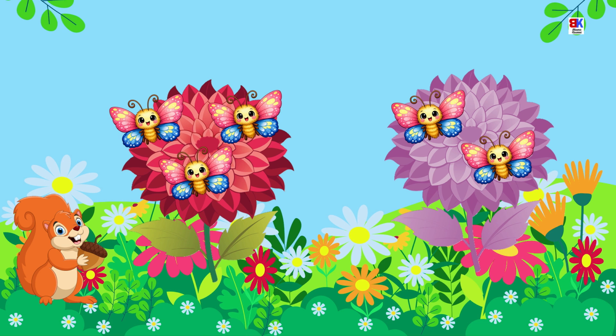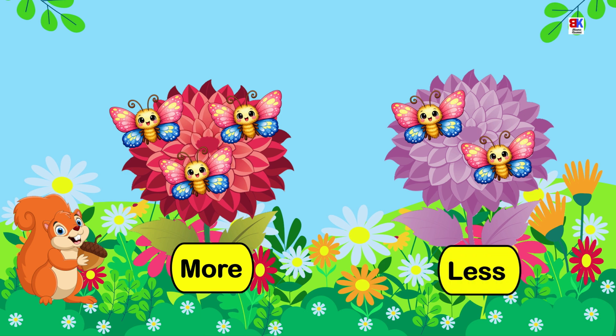Oh look, butterflies. The first flower has some butterflies resting on it. The second flower also has some butterflies. Which flower has more butterflies? Think. The first flower has more butterflies and the second flower has less butterflies. Well done if you got it right.